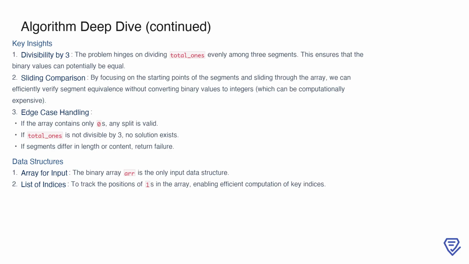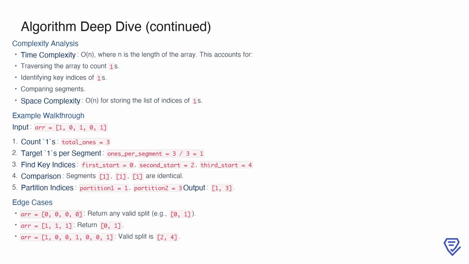The only data structures we use are the input array itself and a list to store the indices of 1s in the array, which helps us quickly locate the starting points of the segments. The time complexity of this algorithm is O(n), where n is the length of the array. This accounts for traversing the array to count the 1s, locating the key indices, and comparing the segments. The space complexity is also O(n), primarily for storing the indices of 1s.